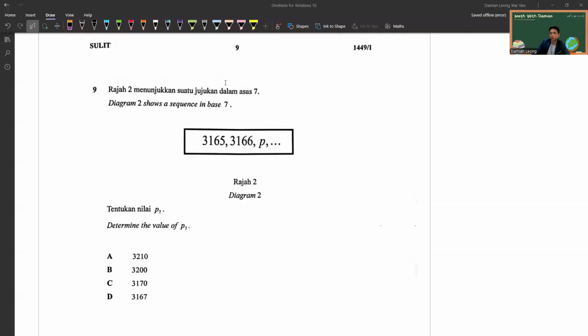Then question 9. The diagram here shows a sequence in base 7. Determine the value of P in base 7. So this is 3165 in base 7, then 3166 in base 7. So I will just want the next number. When the digit reaches 7, I have to carry over. Once you reach the base, we carry over to the next place value. This one will also reach 7, so carry over as well. So 32, then it resets back to 0. So 3200 in base 7. Answer B.